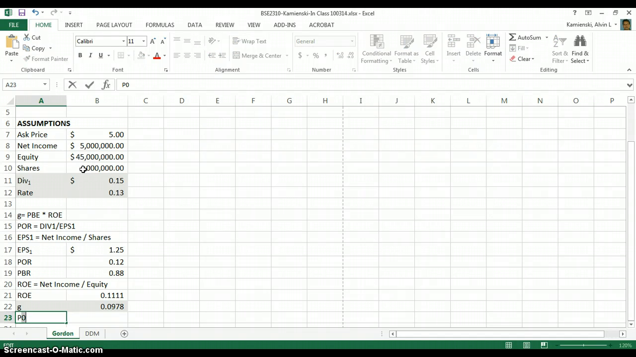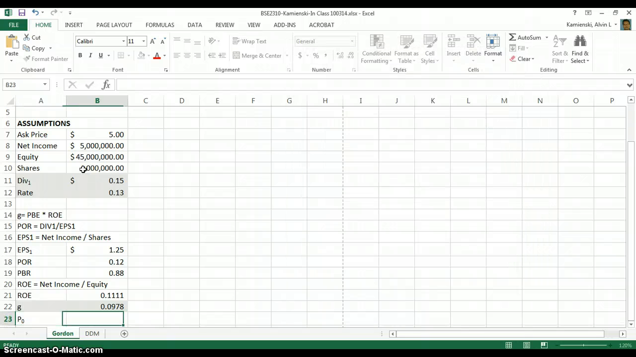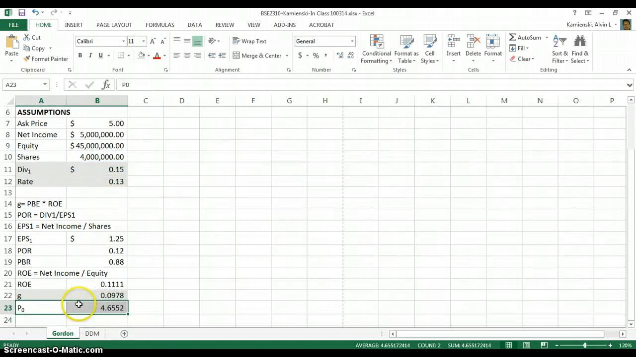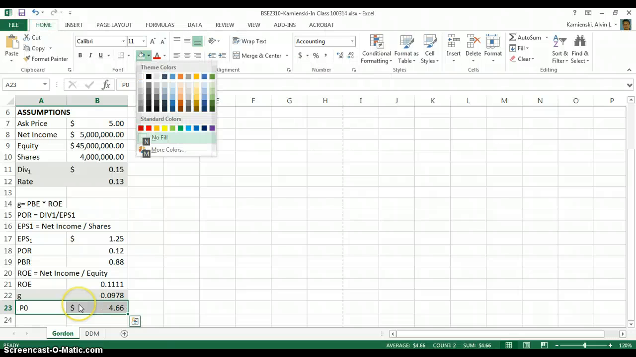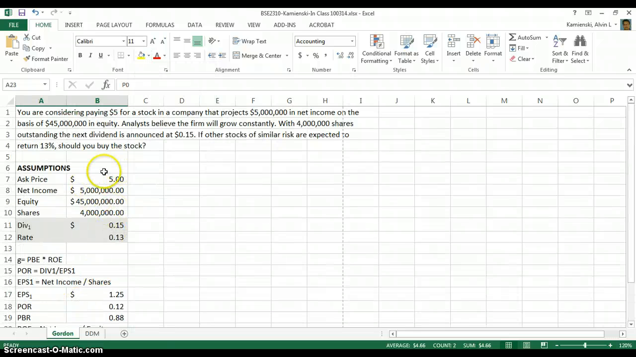With all those inputs then, we have our div1, we have our R, we have our G. So now we should be able to determine how much we'd be willing to pay for this stock. So the price is equal to div1 divided by parentheses R minus G. And we see that our price is $4.66, where the ask price was $5, so you would not be willing to buy this stock.